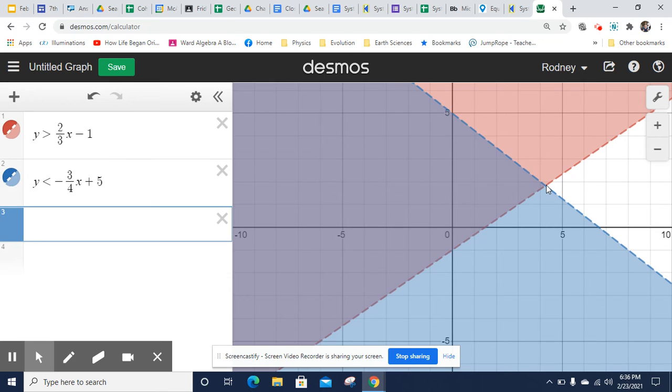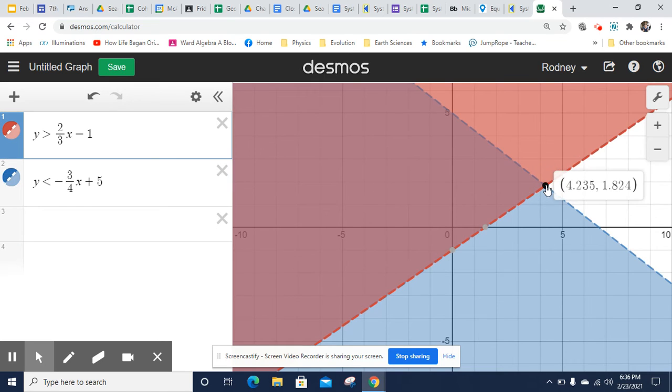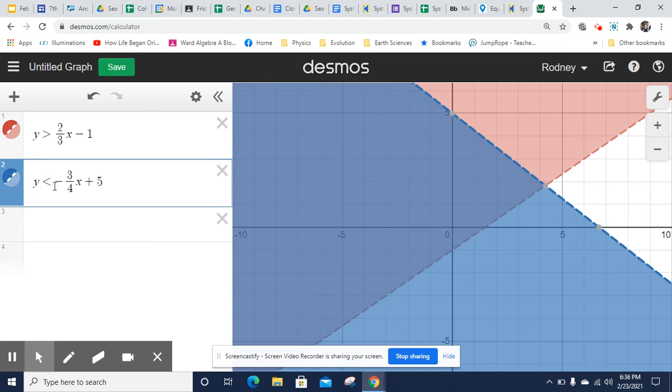This intersecting point, by the way, is not a solution because it would be on both of these boundary lines, and neither of these are or equal to. That's why they're dashed. That tells us that we are not using the line itself for anything other than a boundary. So everything on those lines is not a solution, just this overlap.